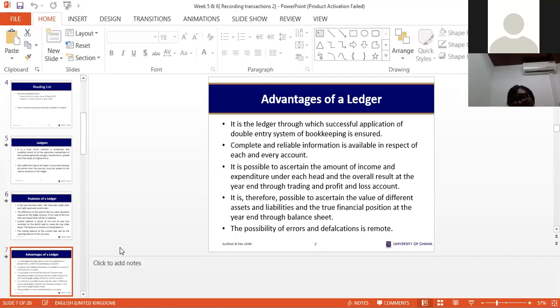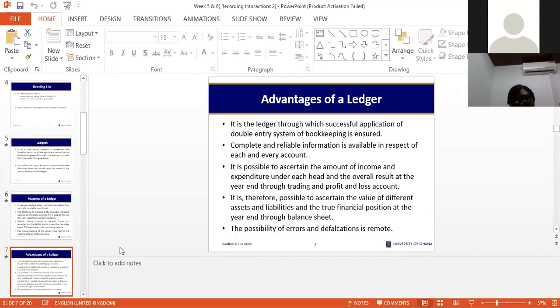And that will happen through the trading profit and loss account. It is also possible within the ledgers to ascertain the value of the different assets, liabilities, and the position of the financial statement. And so you would realize that the ledger is called the king because everything goes through the ledgers. Whether the statement of financial position or the statement of cash flow or the profit or loss, that information passes through the ledgers. So it becomes a very key and important book for accountants, okay?